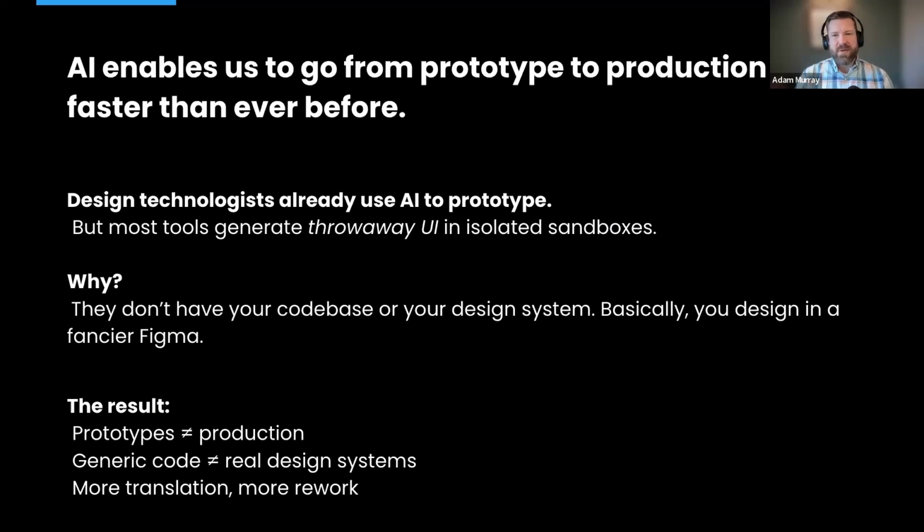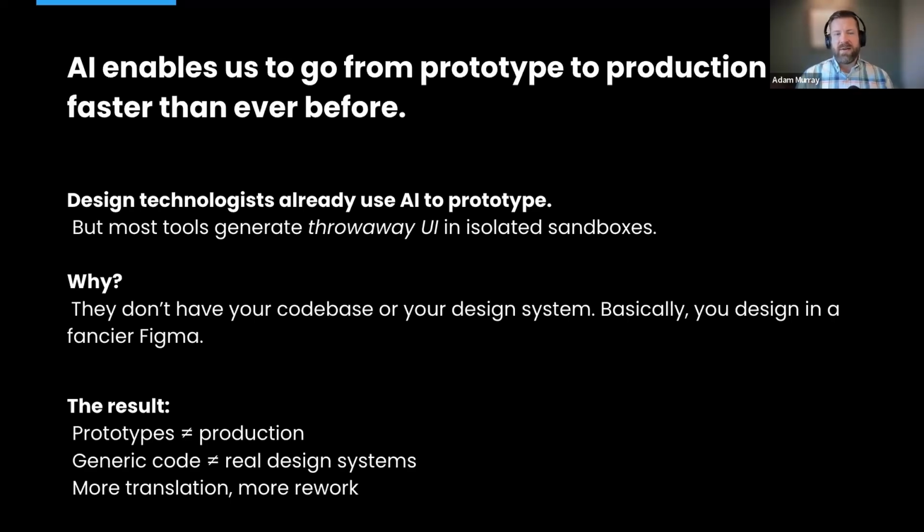So AI enables us to go from prototype to production faster than ever before. Design technologists, people that are involved in, if you call yourself a product engineer now, or you're a developer or whatever it is, you're already probably using in some capacity AI to prototype, whether that's creating images, or whether that's getting feedback and things like that. But most of those tools, they generate thorough UI in these isolated sandboxes. They generate things that look really good, but then again, you've got those layers of steps that you're having to go down. And so why?